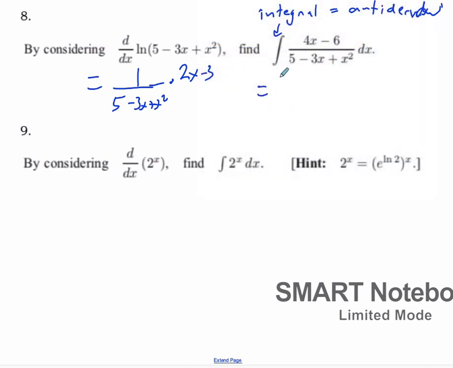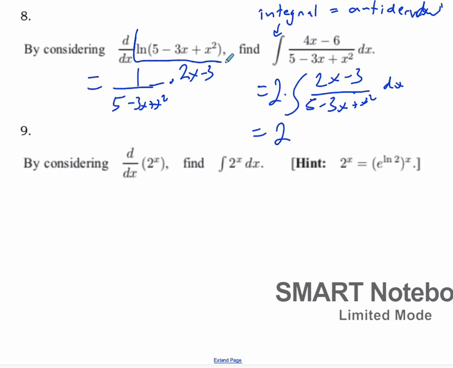Okay, so we can write this as 2 times the integral of (2x minus 3) over (5 minus 3x plus x squared). And that means the answer is just 2 times this. So 2 times ln of (5 minus 3x plus x squared).